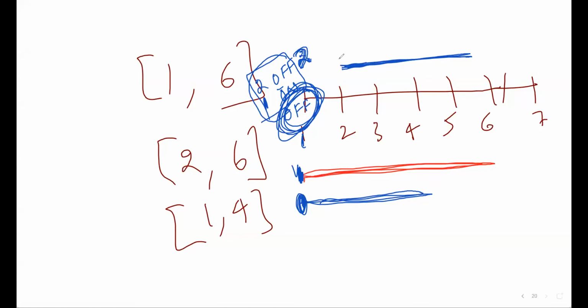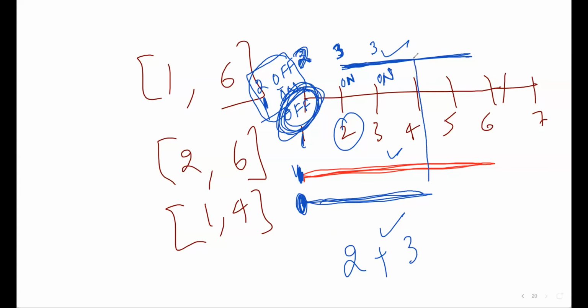Now coming to 2, how many ranges are overlapping at this point? Three. This is the first range, second range, third range. So here the number of overlapping ranges is three. What do I mean? This 2 is at the on position at the moment. So add this 2 to your sum. Next, for 3 also, the number of overlapping ranges is 3, so add this to your sum because this bulb is also on. The next bulb is 4. This also has 3 overlapping ranges. It is also on, so add that to your sum.